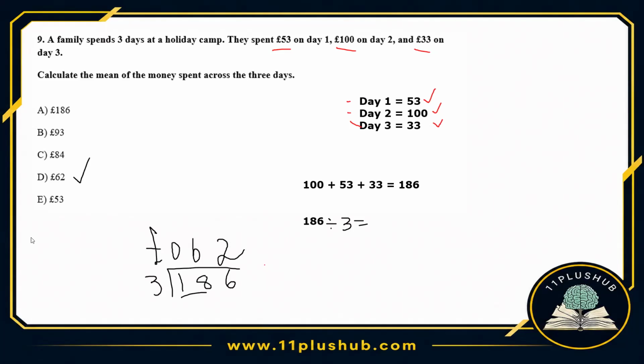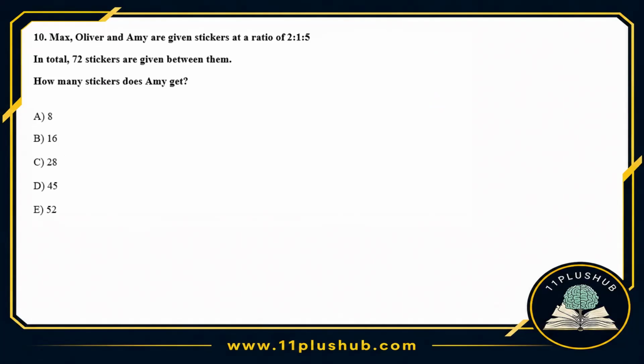Okay, and the final question. Max, Oliver and Amy are given stickers at a ratio of 2 to 1 to 5. In total, 72 stickers are given between them. How many stickers does Amy get? Okay, right, so how do we solve these sorts of ratio questions? Now, step one is to always think about how many total parts there are. So here is our ratio 2 to 1 to 5. If we add all of those numbers together, we're going to figure out how many parts there are, okay? So 2 plus 1 plus 5, there are 8 parts.